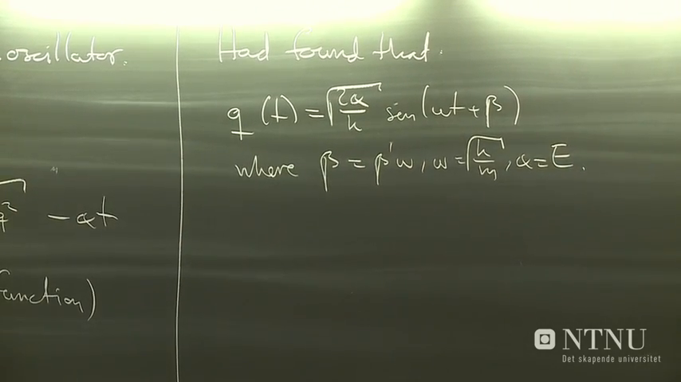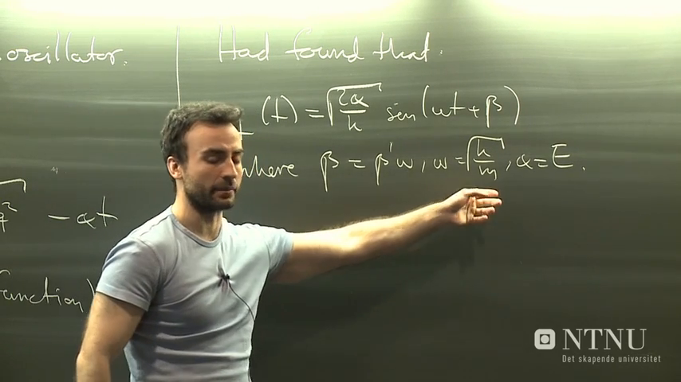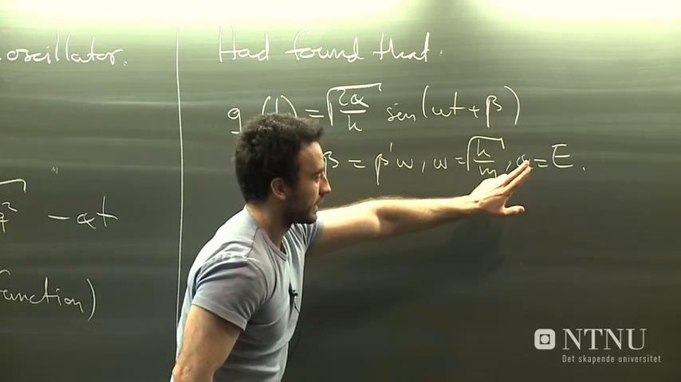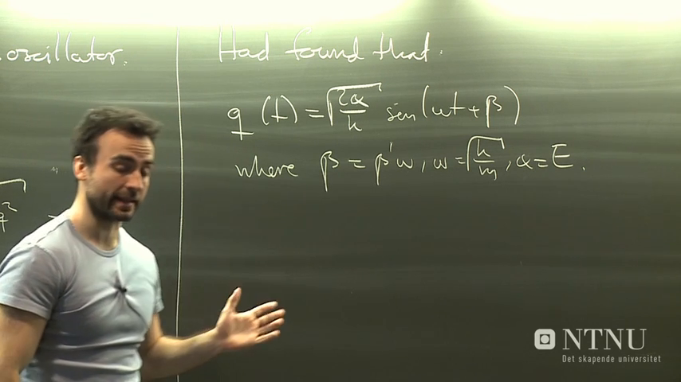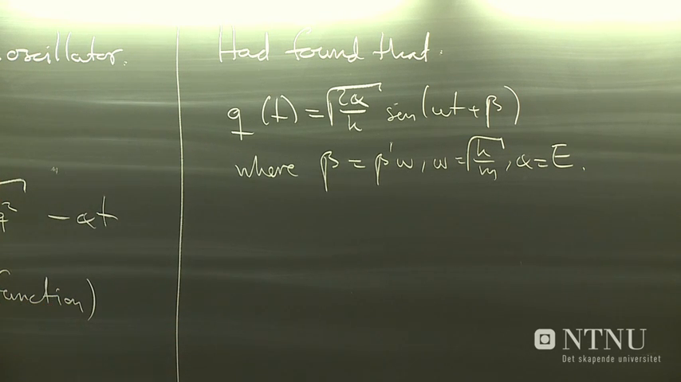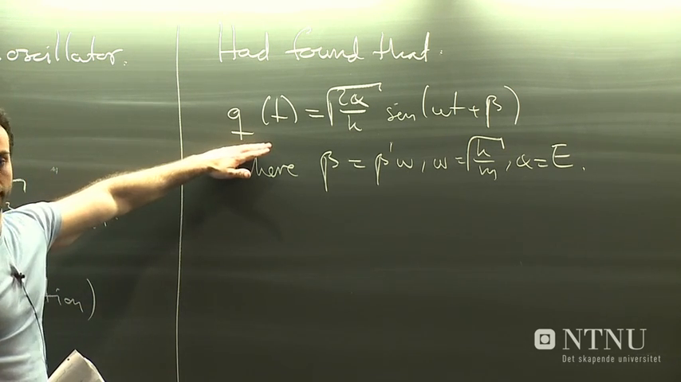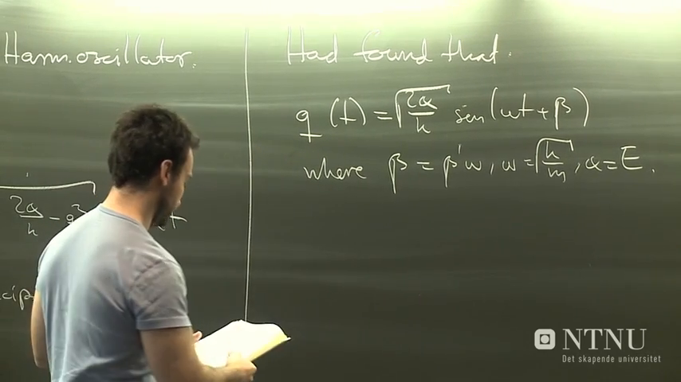With the following quantities. So omega here is just the frequency dictated by the spring constant and the mass of the particle. Alpha we had identified as the energy due to the fact that the Hamiltonian in this case was time independent. So energy has to be conserved. So we have basically half the solution here. Now we have to identify the time dependence of the momentum.